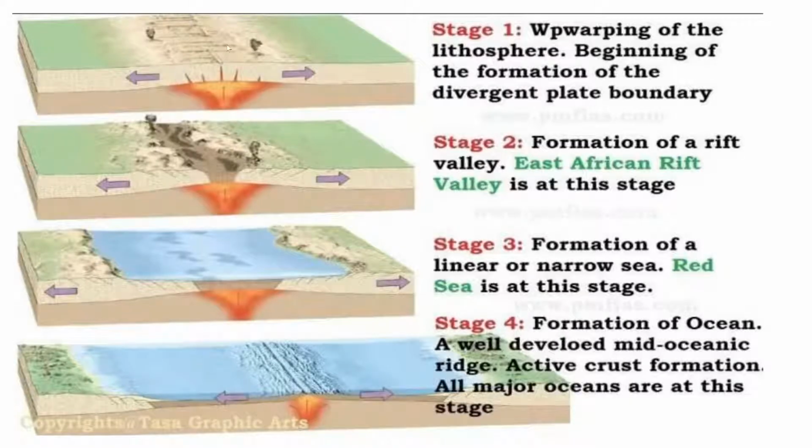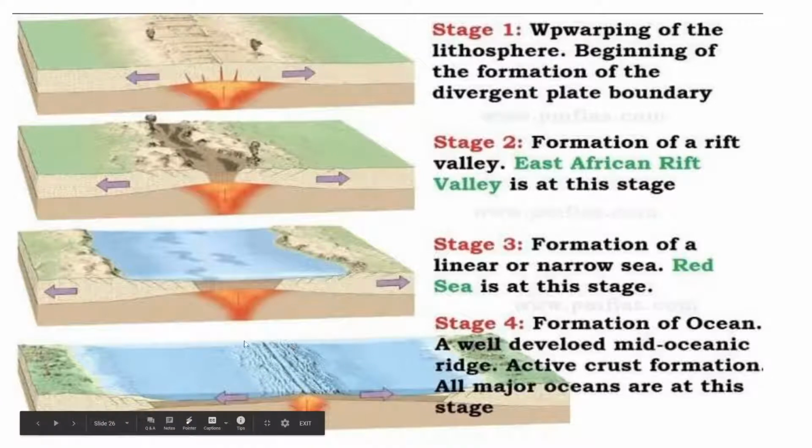This is the whole sequence. It says stage 2, formation of a rift valley. The East African Rift Valley is at this stage right now. So before it would have started heating up and started to crack. Now it's starting to separate. It's going to keep separating, an ocean's going to form, and eventually it's going to look like the Mid-Atlantic Ridge.